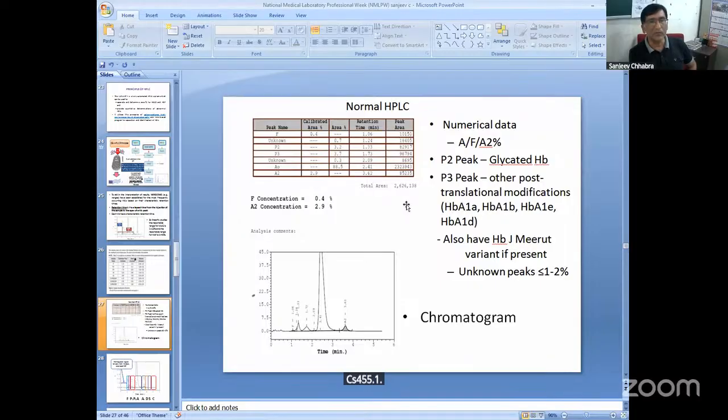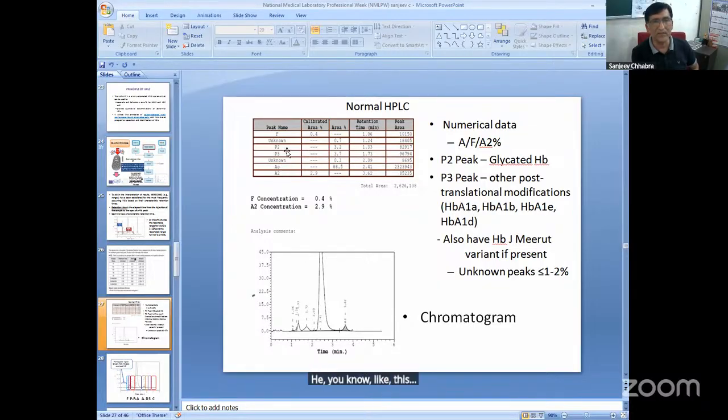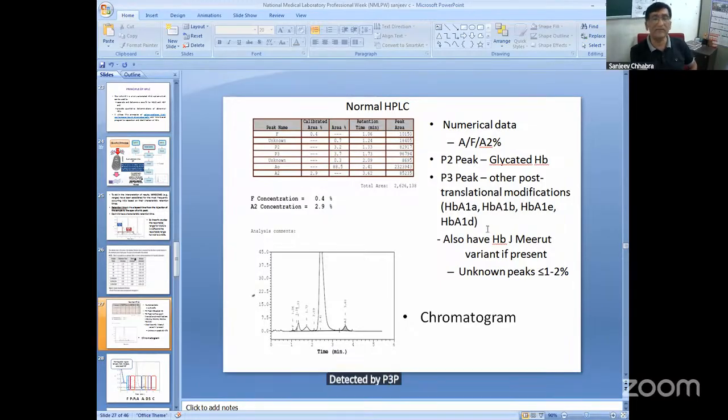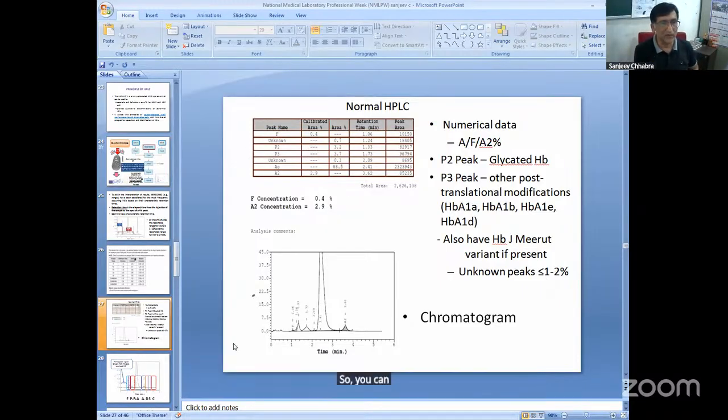So this is a normal chromatogram, showing the base, F, and A2 values like this. You see F is there, A0 like this. It also has P2 and P3 peaks. P2 is basically glycated hemoglobin, HbA1c. P3 is other than HbA1c; you can see that it is the fraction of adult hemoglobin HbA1a, 1b, E, and D. These are detected by the P3 peak. Also, if HbJ is there, especially at the P3 peak, and we see unknown peaks less than 1%, these are non-significant. So you can see the chromatogram.